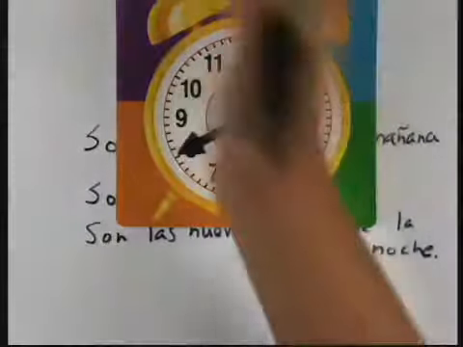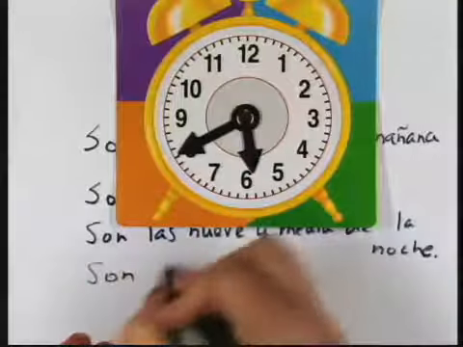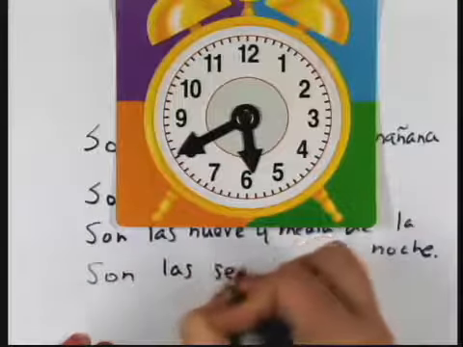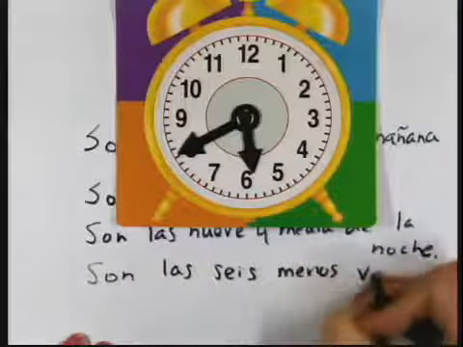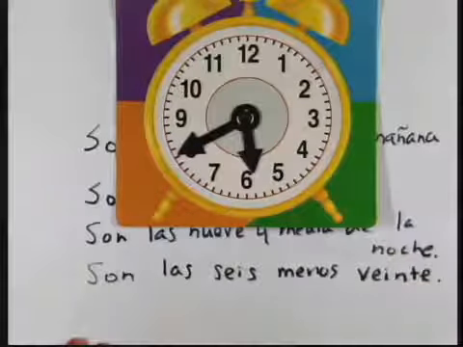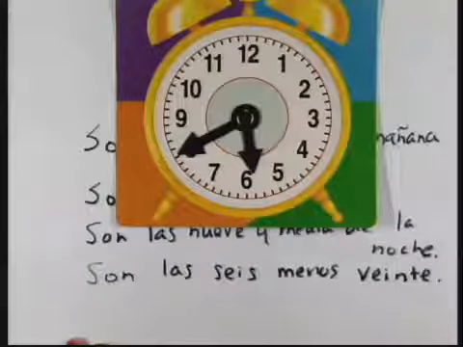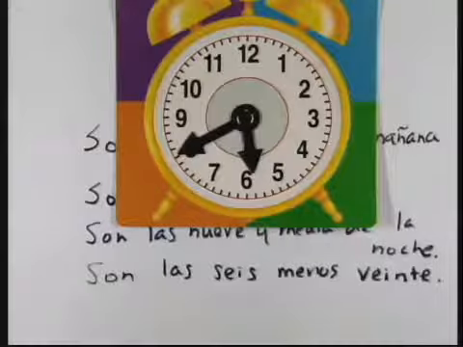This time we're going to count backwards. We're going to say, son las 6:20. Son las 6:20. So this is how you answer the question, ¿qué hora es? ¿Tiene la hora? Do you have the time?